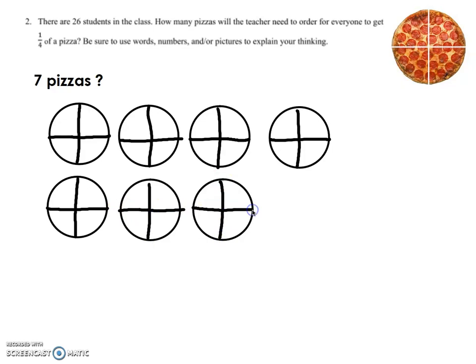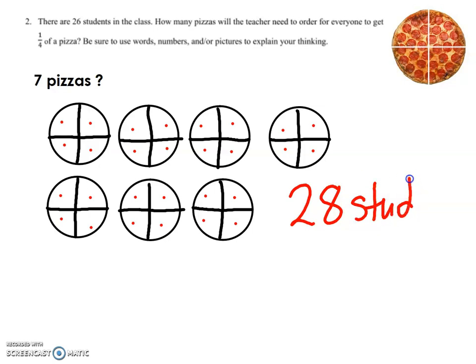Okay, so now we have to count how many pieces we have now. How many fourths do we have? 1, 2, 3, 4, 6, 7, 8, 9, 10, 11, 12, 13, 14, 15, 16, 17, 18, 19, 20, 21, 22, 23, 24, 25, 26, 27, 28. So we have 28 pieces, which means that we can feed how many students?